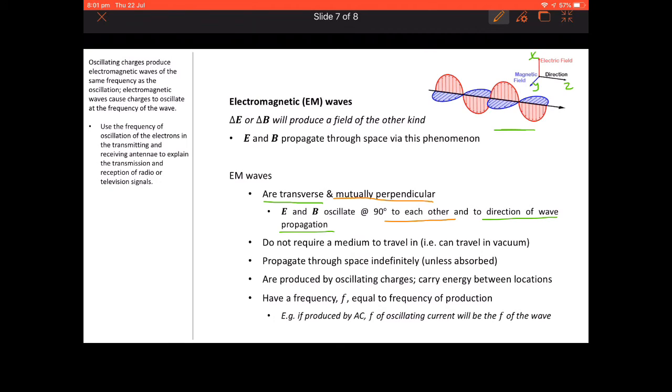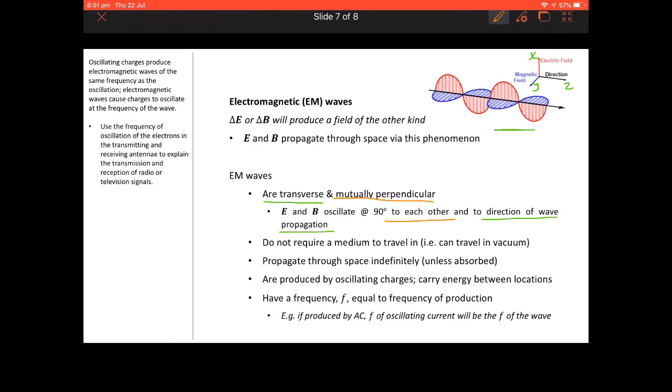I've kind of mixed that sentence around the wrong way there to correspond with the order of the first dot point, but that's what they mean. So transverse means oscillating perpendicularly, or 90 degrees, to the direction of the wave propagation. Mutually perpendicular means that the electric field and the magnetic field are oscillating at 90 degrees to each other.